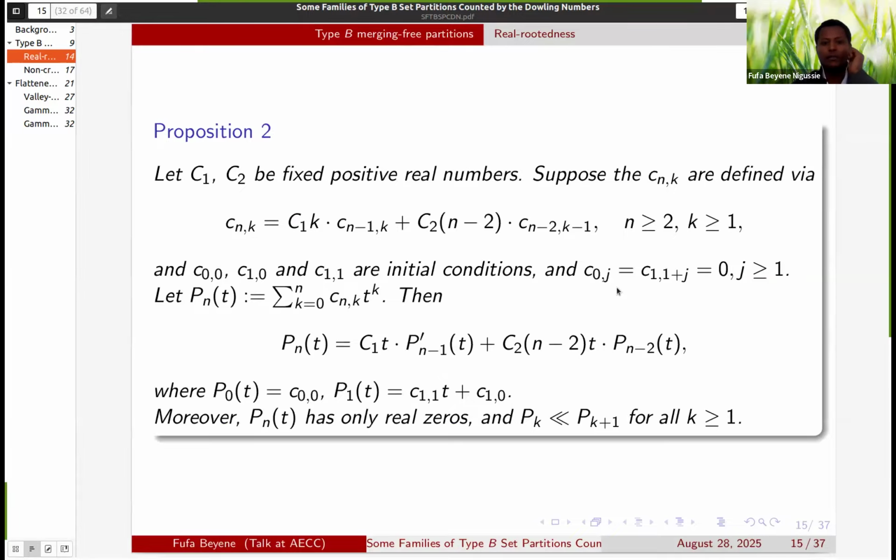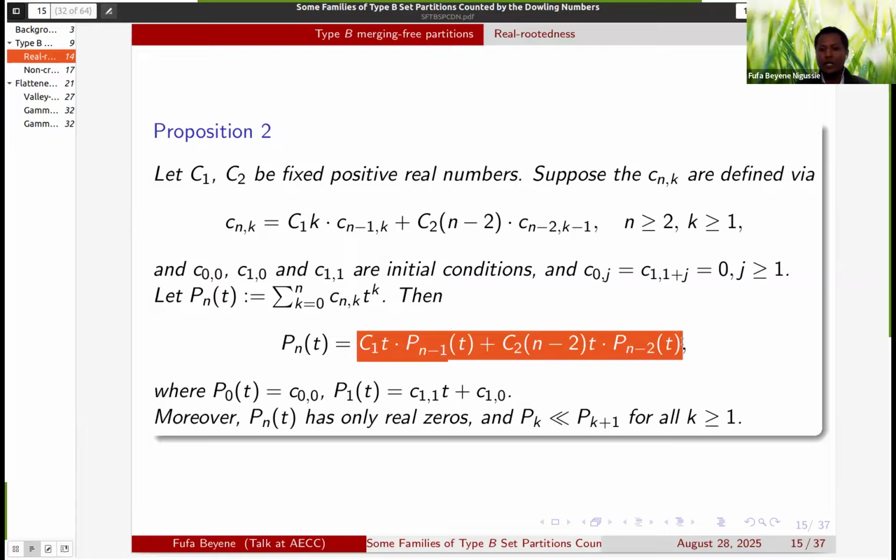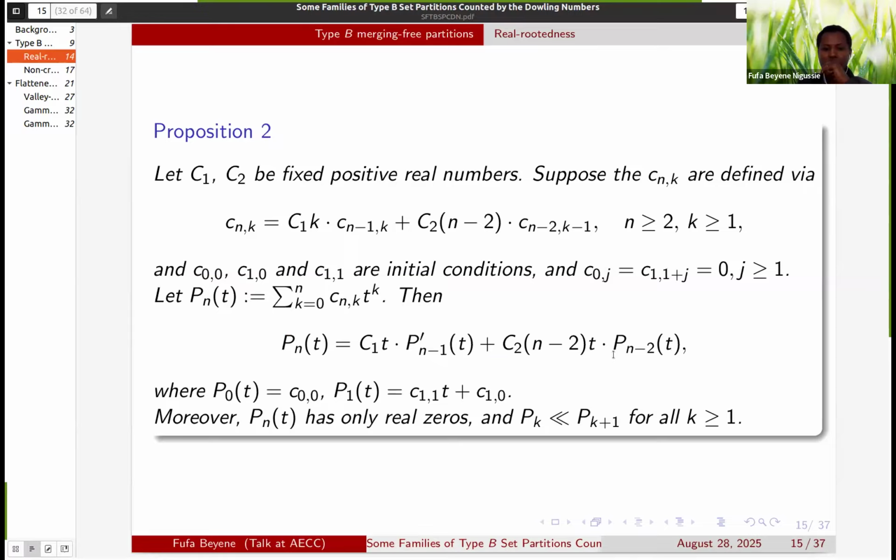And let's consider the following generic recurrence relation. Suppose c_{n,k} are numbers defined by this recursion, and also consider its generating polynomial P_n(t) given by the summation of c_{n,k} t^k over all possible k. Then one can easily see that this generating polynomial satisfies this differential equation, where p' is the derivative of the polynomial P_n, and we have this recursion.